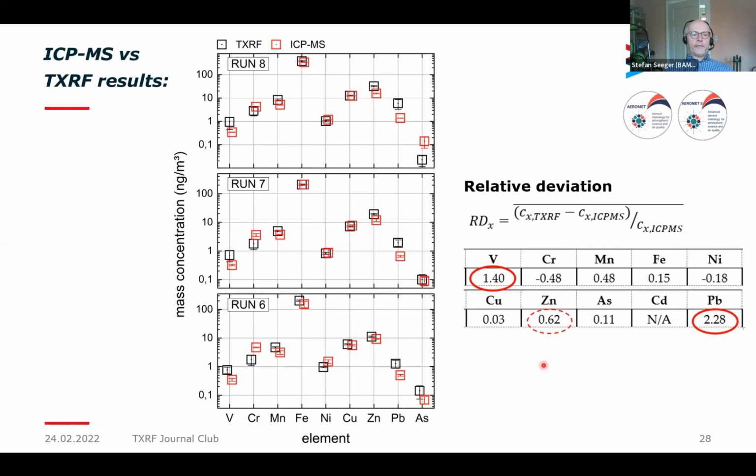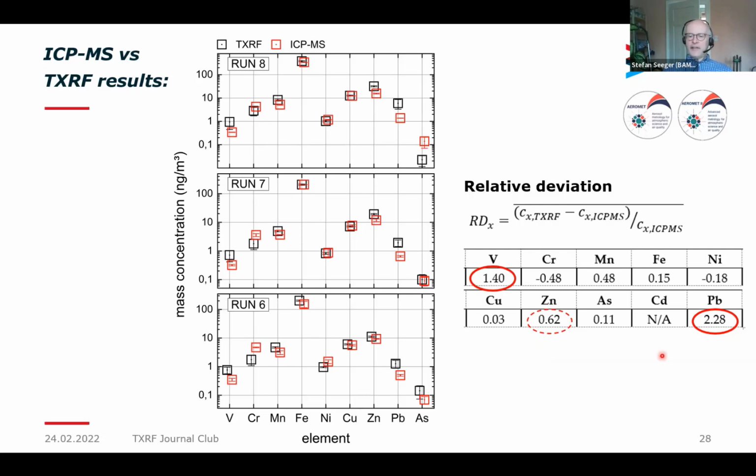Well, TXRF is the black squares, the ICP-MS results are the red squares. Well, that's the logarithmic Y scale, of course, but you see a nice correspondence for several elements with respect to mass concentration measured by TXRF and by ICP-MS. That is something which we ended up with after an empirical correction, and how good is it now?